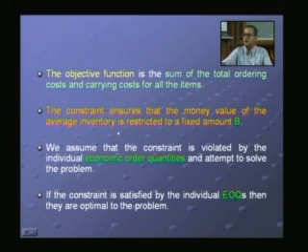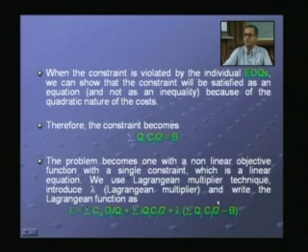and when this constraint is violated, it can be solved as an equation. The objective function is the sum of the total order cost and carrying cost. The constraint ensures that the fixed amount B is met. We assume that individual economic order quantities violate this constraint, convert it to an equation, and then solve it as we did in the previous case. So when the constraint is violated, we could convert it to an equation.